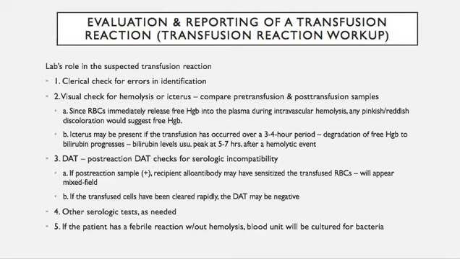We're going to start with that clerical check for errors in identification. The patient's sample and blood components are going to be checked for any errors relating to identification of the patient. There's going to be a visual check on the patient's sample for hemolysis or icterus. We're going to compare the pre-transfusion and post-transfusion samples for the presence of icterus or hemolysis. Since red cells immediately release free hemoglobin into the plasma during intravascular hemolysis, any pinkish or reddish discoloration would suggest that free hemoglobin is present in the sample.